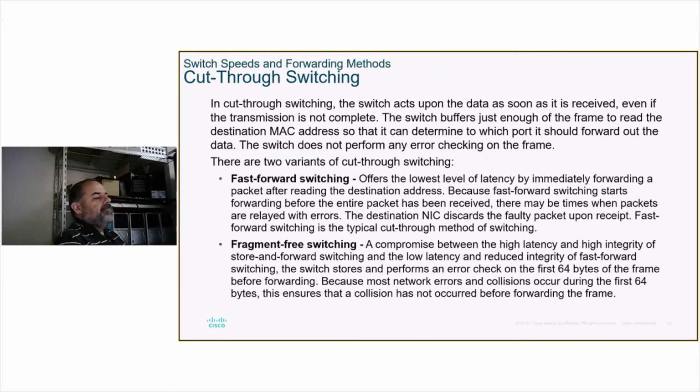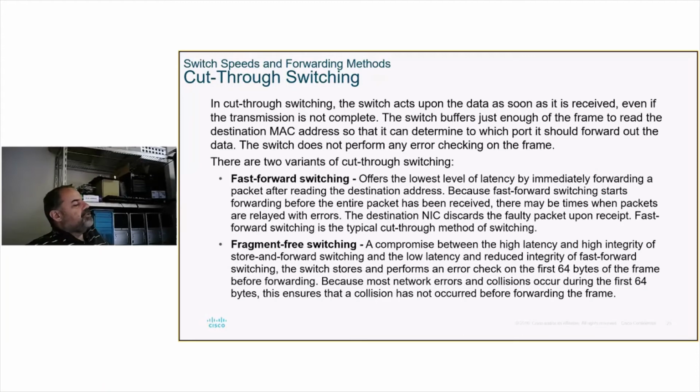Now, cut-through switching. The switch acts upon the data as soon as it's received, even if the transmission is not complete. The switch buffers just enough of the frame to read the destination MAC address so it can determine which port to forward out. The switch does not perform any error checking on the frame, so it offers the lowest level of latency by immediately forwarding a packet after reading the destination address. Because fast forward switching starts forwarding before the entire packet is received, there may be times when packets are relayed with errors. The destination NIC discards the faulty packet on receipt. Fast forward switching is the typical cut-through method of switching.